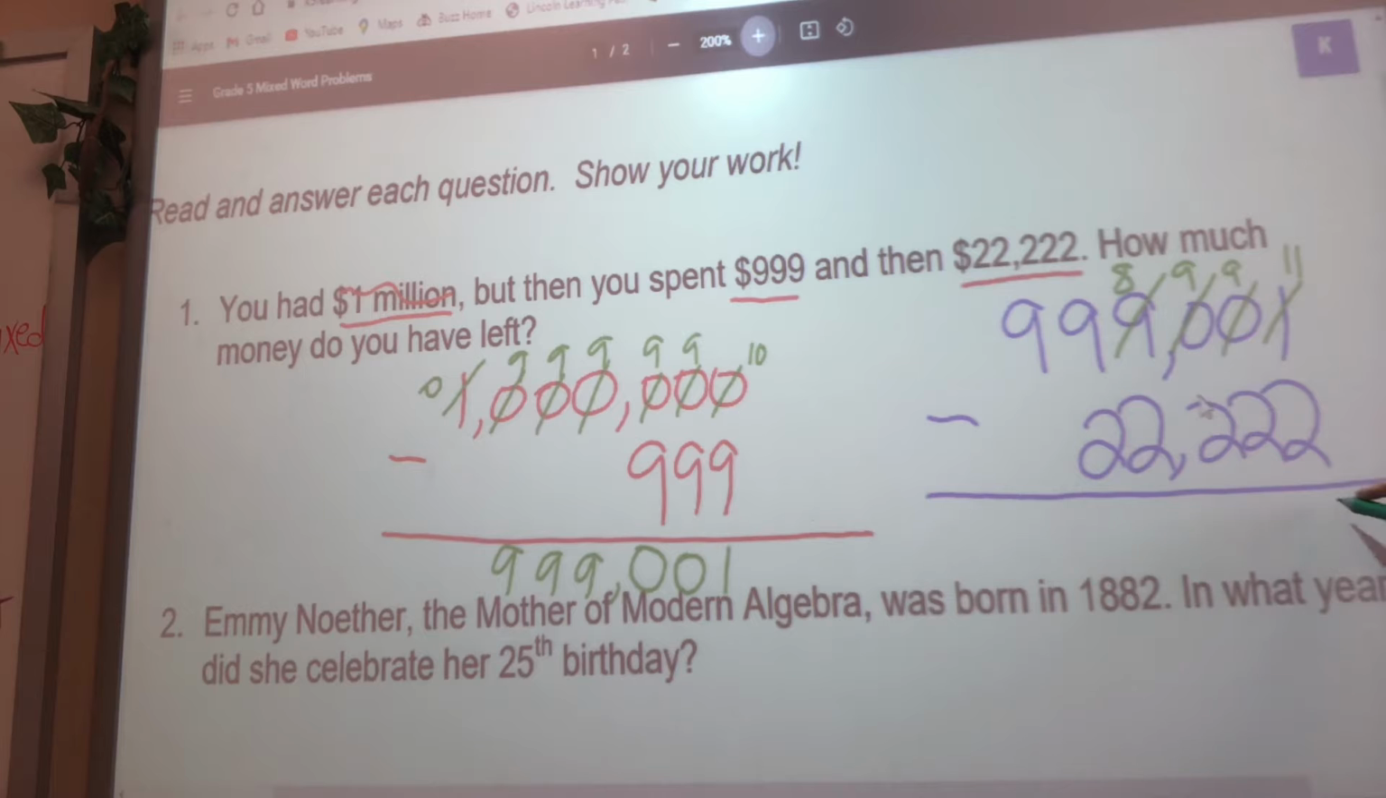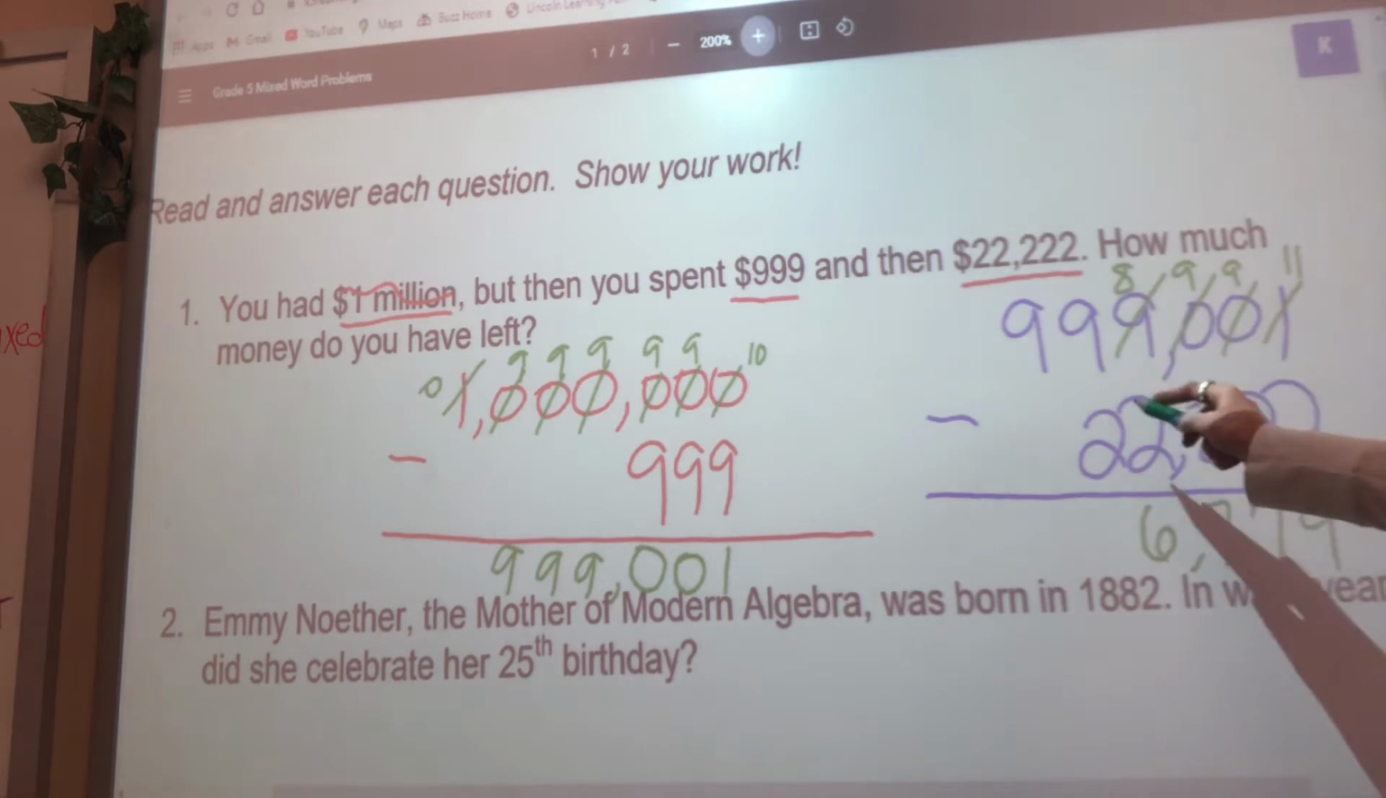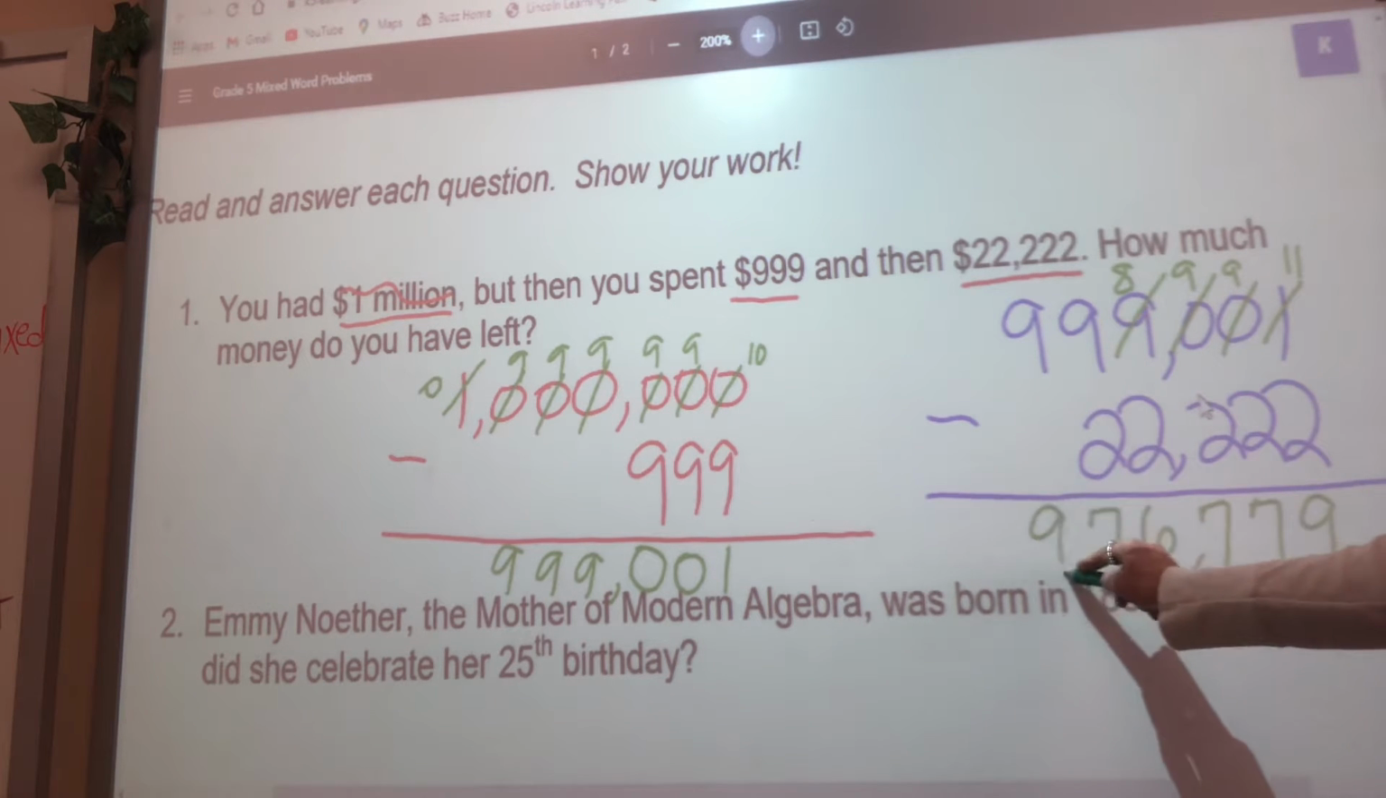So 11 minus 2 is 9. 9 minus 2 is 7. 9 minus 2 is 7. 8 minus 2 is 6. 9 minus 2 is 7. And 9 minus nothing is 9.